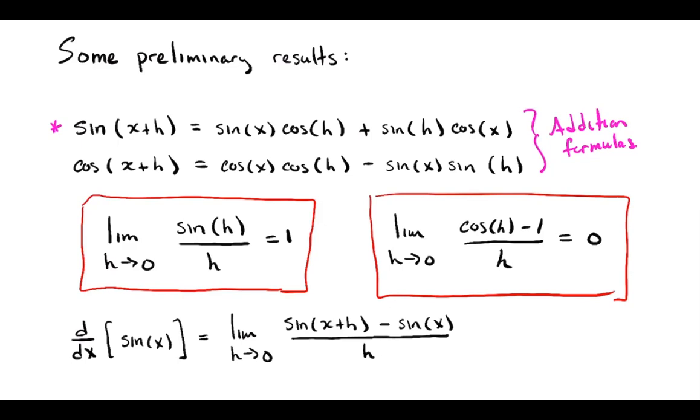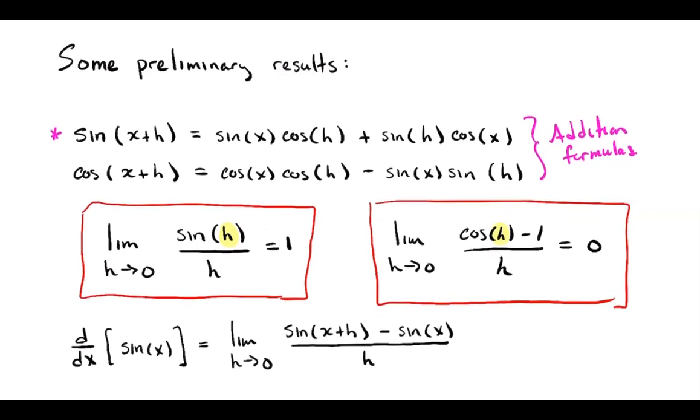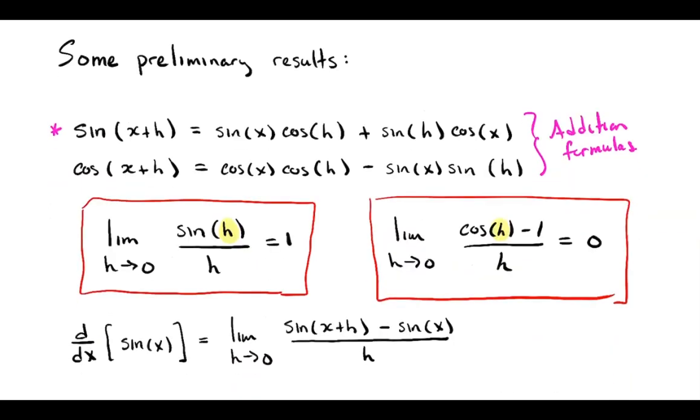I don't want to harp on it too much, but if you are measuring this angle in degrees, then these limit statements that I'm writing down are true. So the h variable has to be measured in radians, okay? All right, so using those preliminary results, you can see I kind of revealed a little bit too much down there. I want to start the derivative computation of the sine.